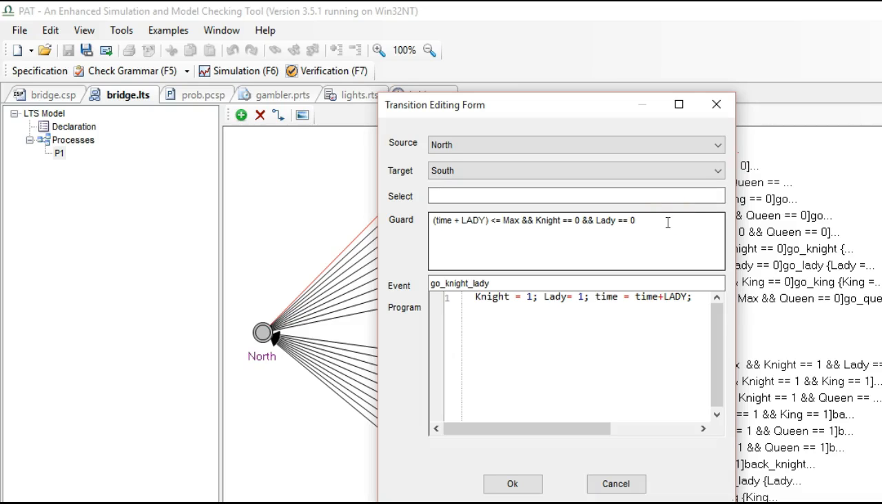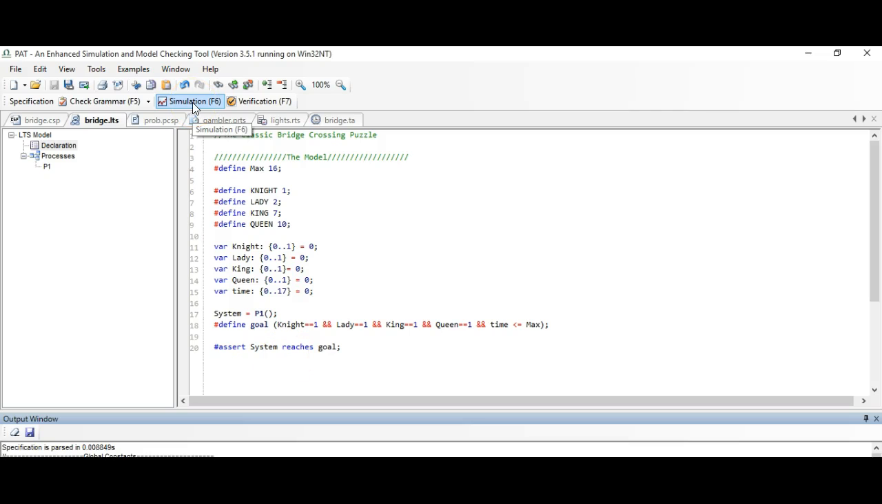So I'm going to open up one of the transitions just to show you what it looks like. In this one, the knight and the lady are crossing at the same time, only if they're both on the left and the time of the slower person added to the cumulative time is less than the maximum. Provided they meet the guard condition, the knight and the lady will both be then on the right side, and the cumulative time will be increased by the amount of the slower person. Now we'll take a look at it in the built-in simulator.